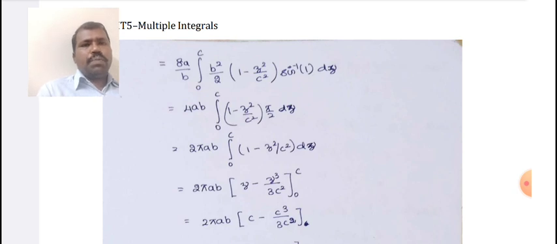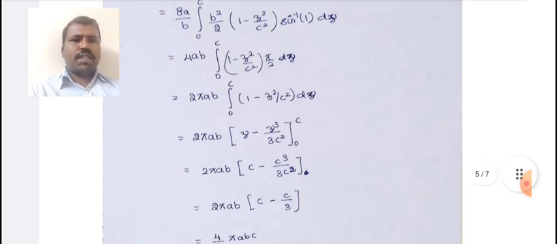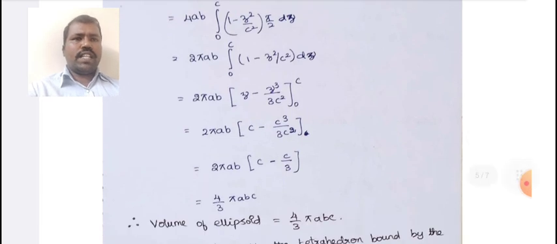Finally, 2 pi ab integral 0 to c of 1 minus z square by c square into dz. Integration with respect to z, we get 2 pi ab into z minus z cube by 3 c square, limit 0 to c. Substitute the limit. Finally, we get the answer 4 by 3 pi abc. Volume of the ellipsoid is 4 by 3 pi abc.